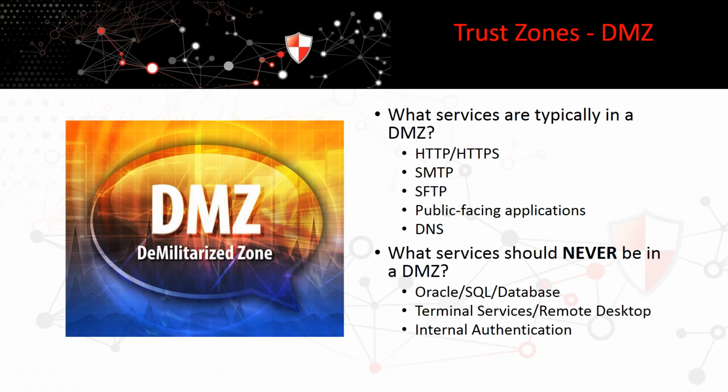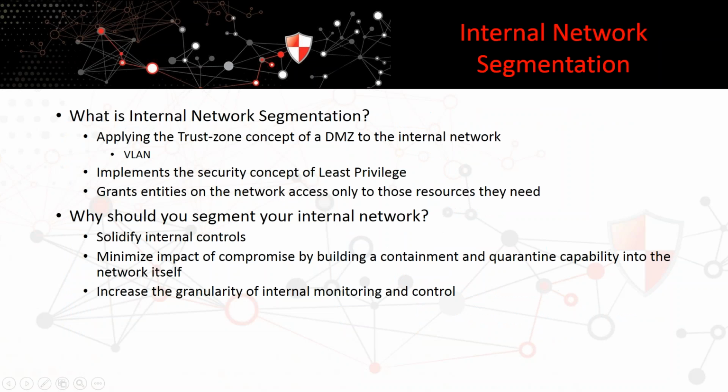And the way that actually is effectuated is through internal network segmentation. So what is internal network segmentation? Take the idea of a DMZ and apply that to your internal network. Your DMZ, again, is designed to minimize the amount of communications that are able to be transacted with the servers that are the only ones that need to be speaking to the internet. Same concept internally can be applied to your core servers.